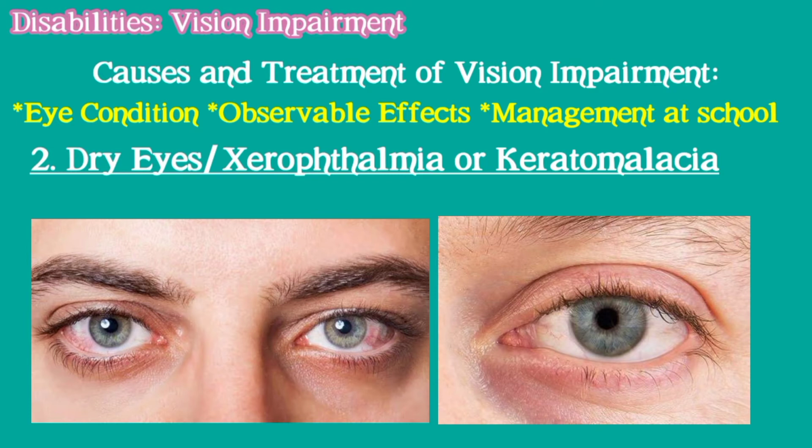Then the management at school is that leafy vegetables and vitamin A supplements can reverse the condition. So we need to eat leafy vegetables and take vitamin supplements. One of the vegetables I know which is also good for the eyes is squash.